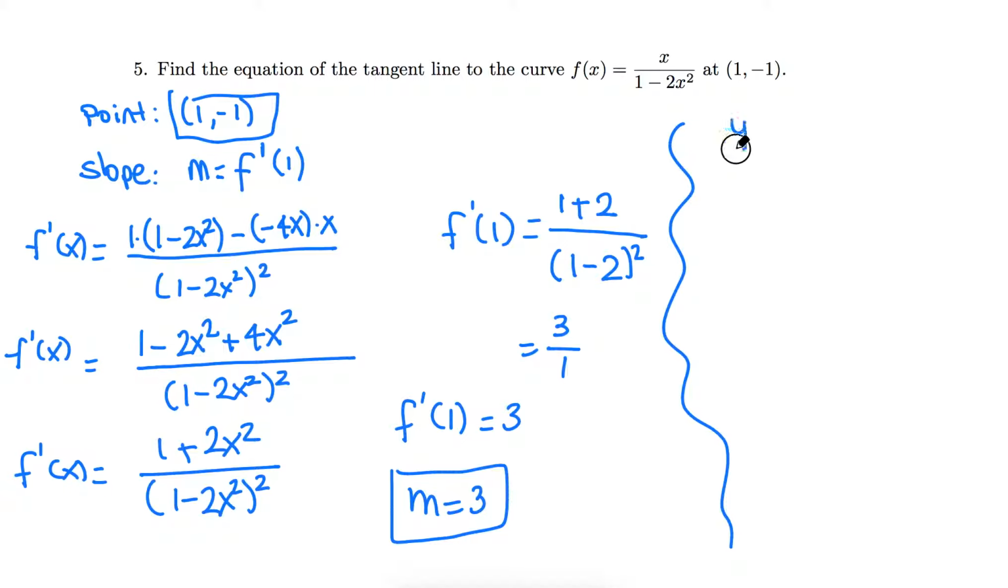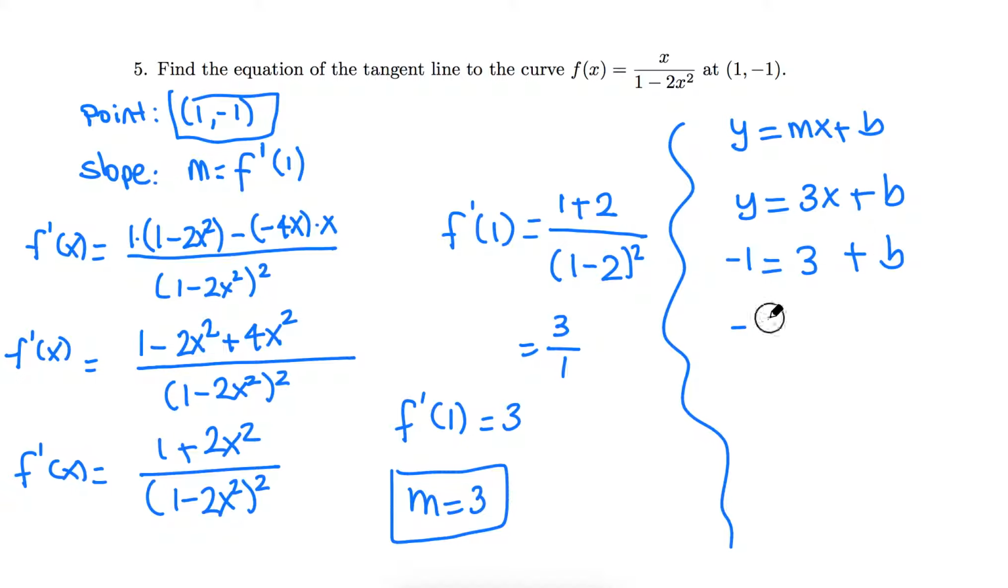So let's do y equals mx plus b. y equals 3x plus b. We want to find the value of b. So x is 1, y is negative 1. And then we get negative 4 equals b. Hence, the equation of the tangent line will be y equals 3x minus 4.